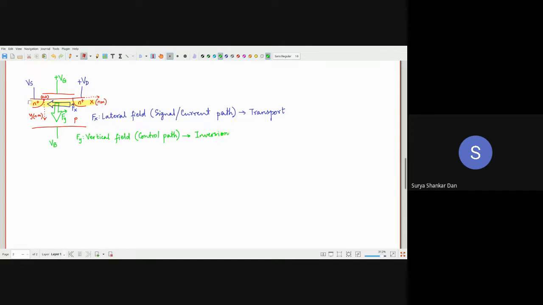Now this fundamental concept should be very clear. Whenever you see any complicated device, no matter how complicated it is, gate overlap tunnel FETs or FinFETs or anything, carbon nanotube FETs, CNFETs, it doesn't matter. If it is a field effect transistor, then always think in terms of the fields rather than the voltages. Think in terms of the vertical field and lateral field.